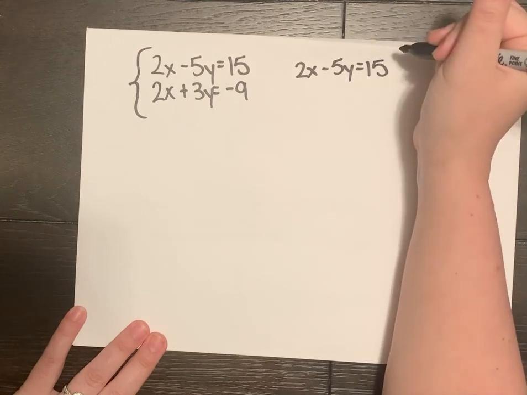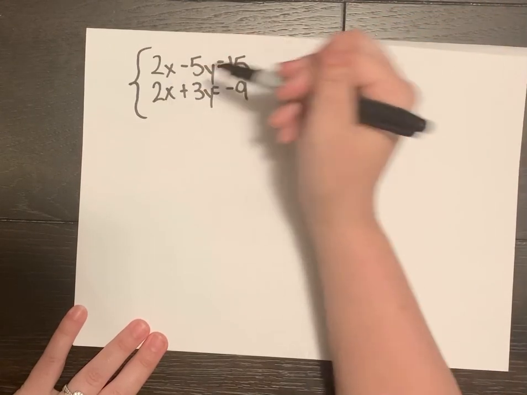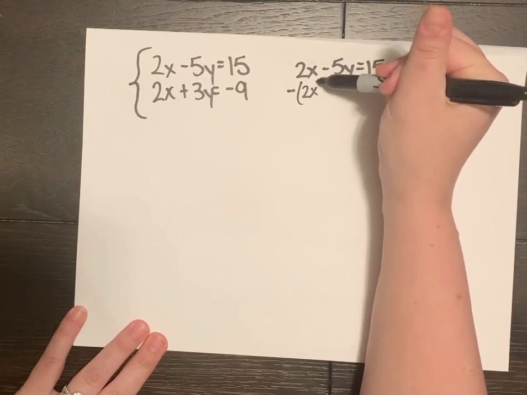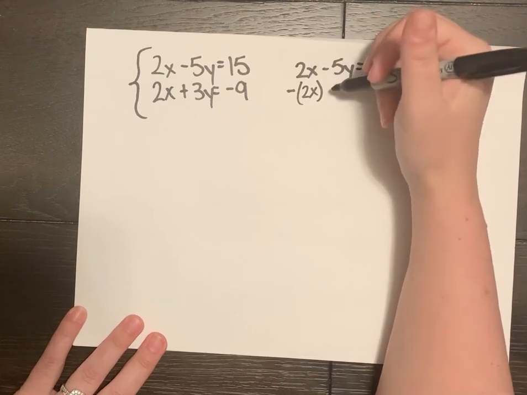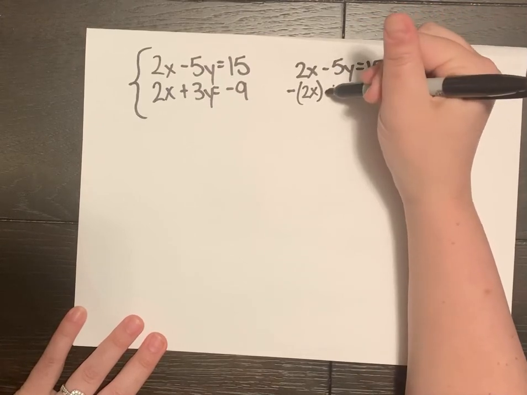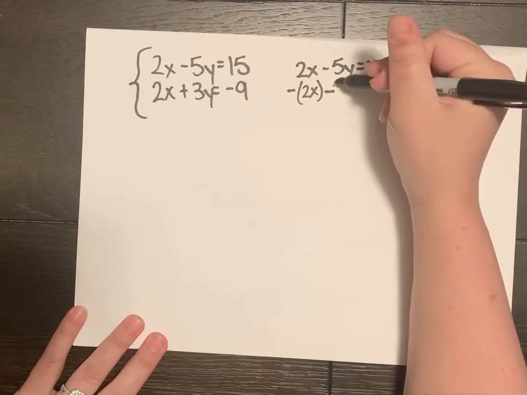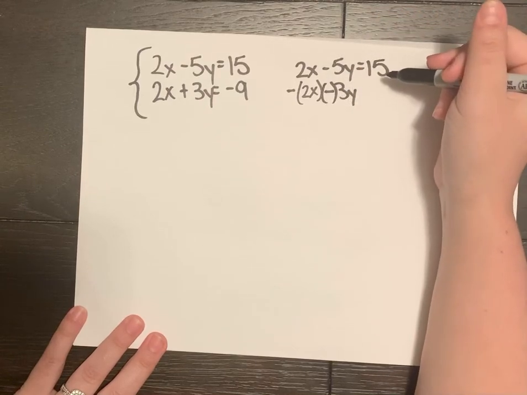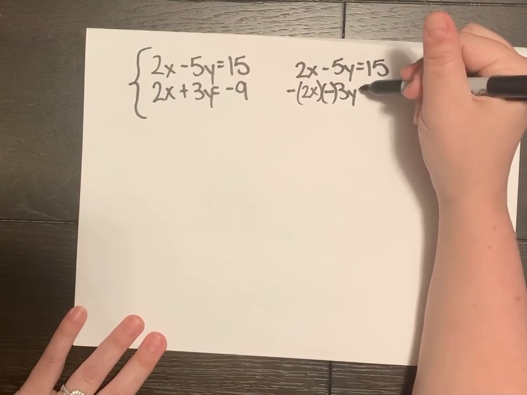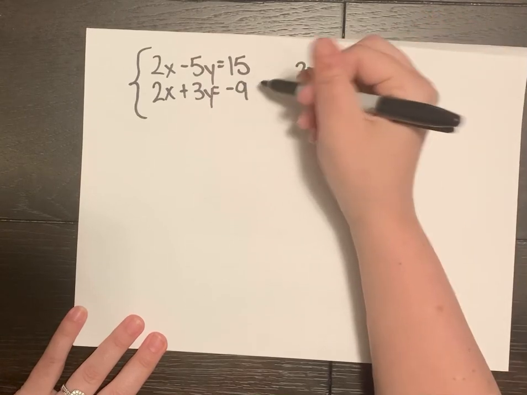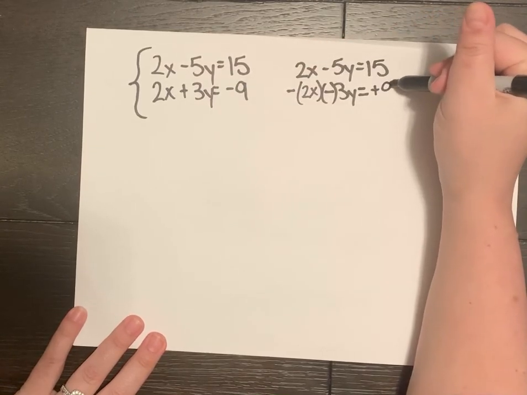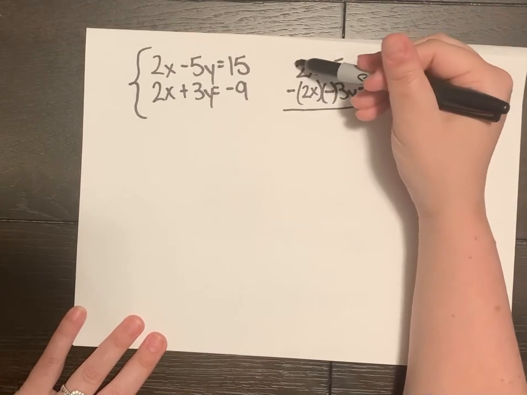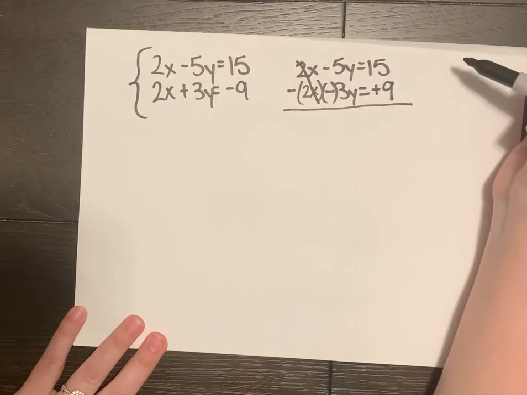So then to subtract them, you would say minus 2x minus 3y, because they're changing, and equals negative 9, but it would be a positive 9. My parentheses are mixed up, but hopefully that makes sense to you guys. So these would cancel each other out because we did subtract.